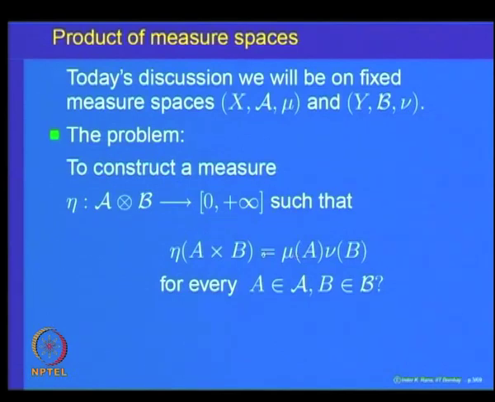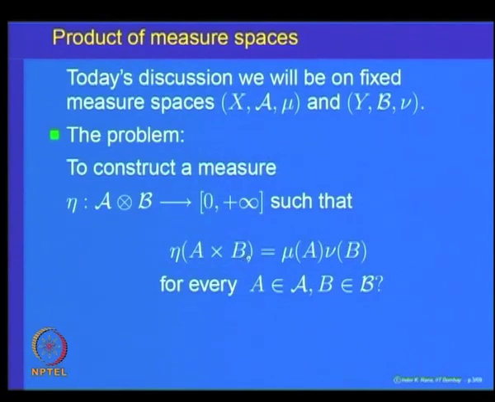In fact, this requirement that eta of A cross B is mu of A times nu of B itself suggests a way of doing this. So, that means, this fixes the notion of the measure for rectangles which are of the type A cross B.